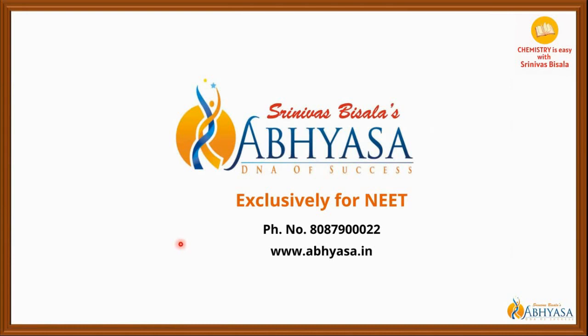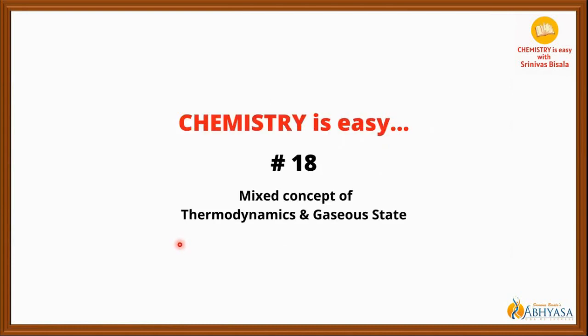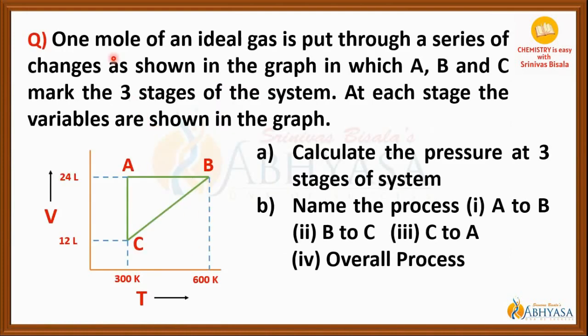In this video, let us solve a numerical based on a combined concept of thermodynamics and gaseous state. Here is the numerical. 1 mole of an ideal gas is put through a series of changes as shown in the graph, in which A, B and C mark the 3 stages of the system, and at each stage the variables are shown in the graph. From this graph we need to find out the pressure at the 3 stages of the system, and we also need to mention the process A to B, B to C, C to A, as well as the overall process.